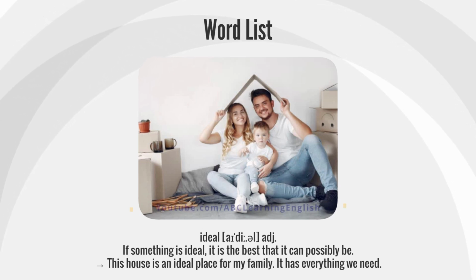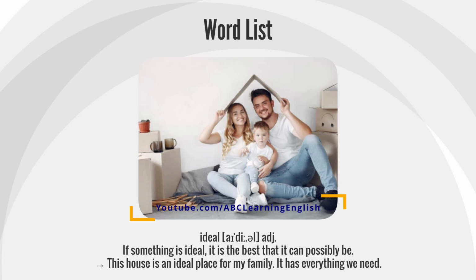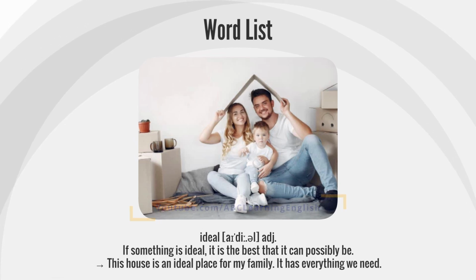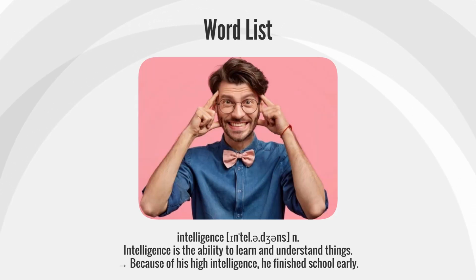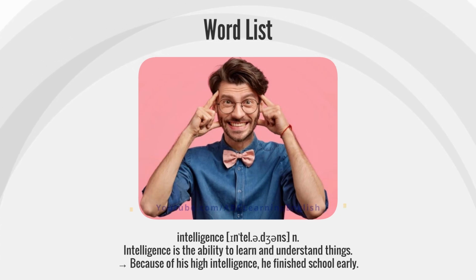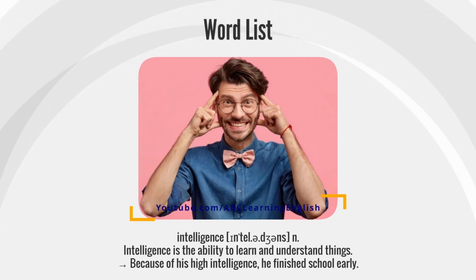Ideal. If something is ideal, it is the best that it can possibly be. This house is an ideal place for my family. It has everything we need. Intelligence. Intelligence is the ability to learn and understand things. Because of his high intelligence, he finished school early.